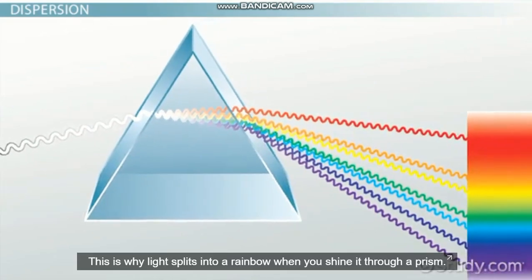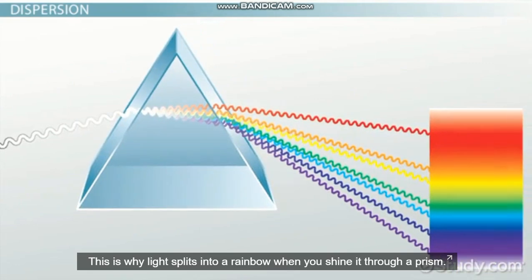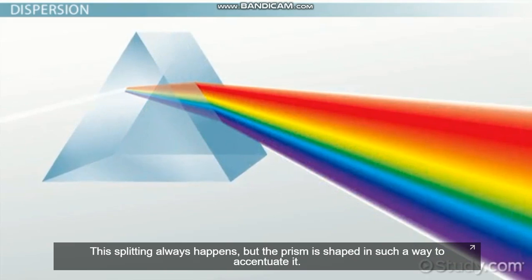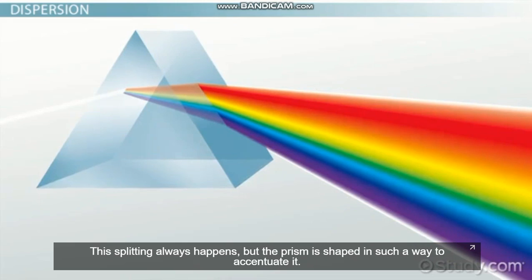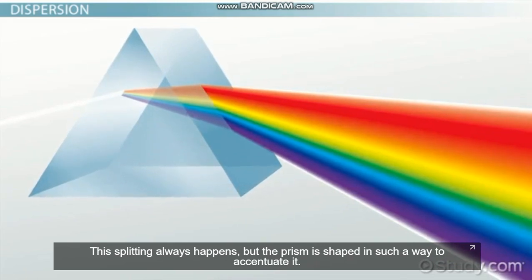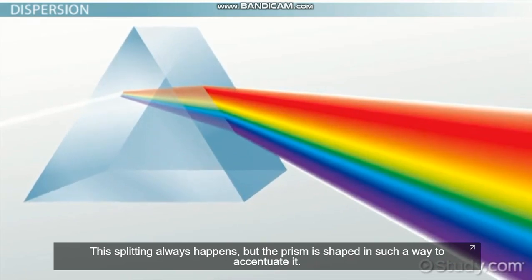This is why light splits into a rainbow when you shine it through a prism. This splitting always happens, but the prism is shaped in such a way to accentuate it.